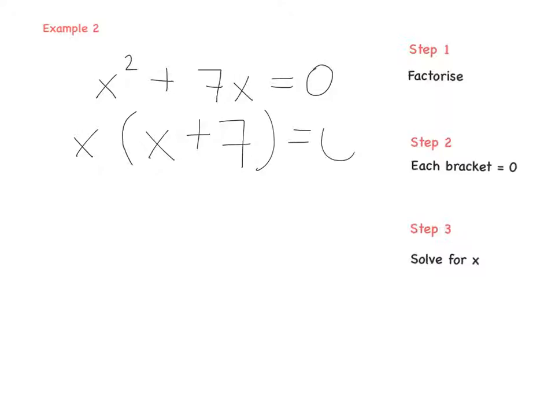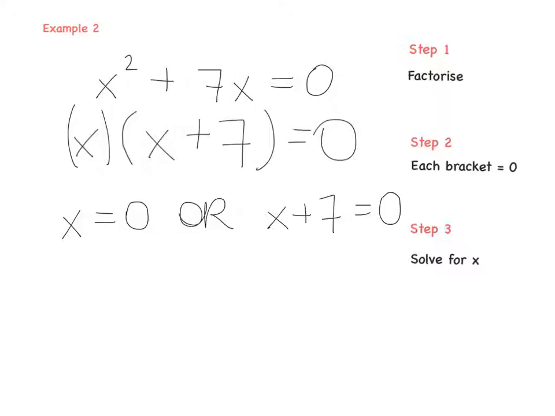And that equals 0. So if you want to check it, x multiplied by x, that's x squared, x multiplied by 7, that's 7x. And we can leave it as it is, or we can just put another bracket in here. Now, the next step, each bracket equals 0. So x equals 0, or x plus 7 equals 0. And solve for x. This is solved.